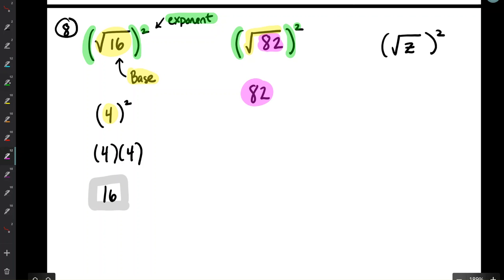Similarly, there's nothing special about numbers. We can have letters here too. The square root of z all squared is the square root of z times the square root of z, which is just z. Squaring and square rooting do and undo each other. Okay, so now we want to juxtapose this against question number 9.